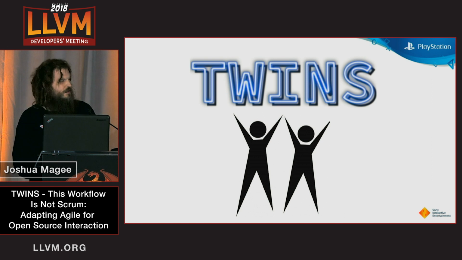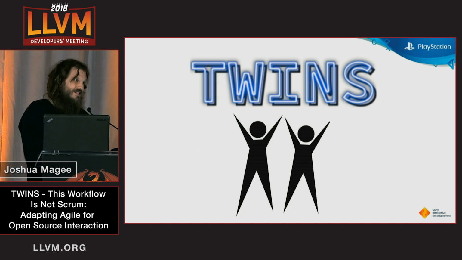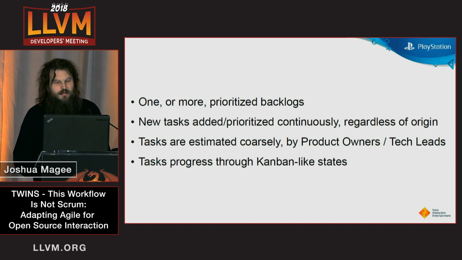So, introducing TWINS, which just stands for "this workflow is not Scrum." We looked at what went well, and we looked at what didn't go well, and we adapted to see if we could get something that worked better for us.